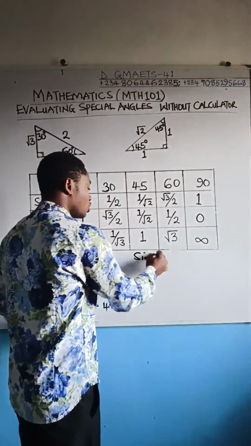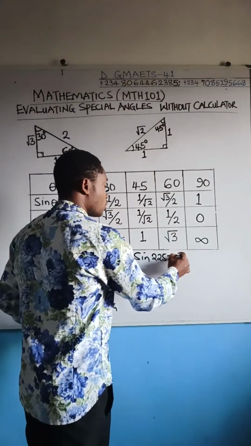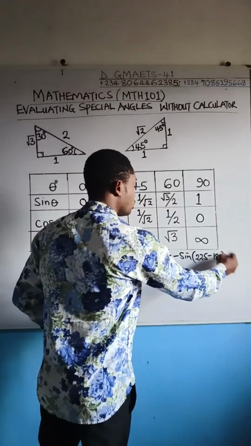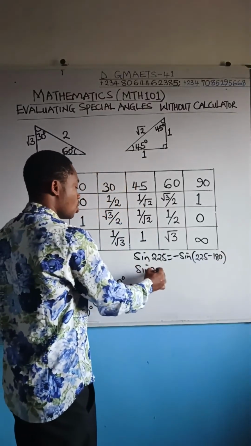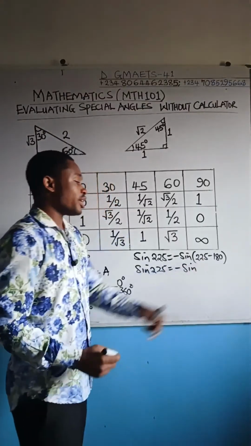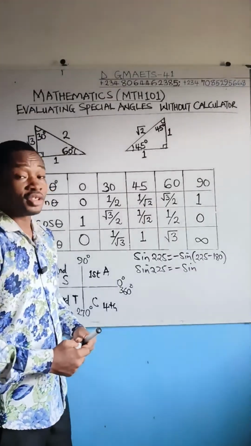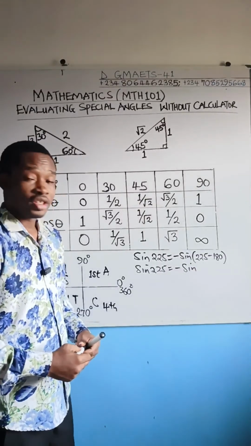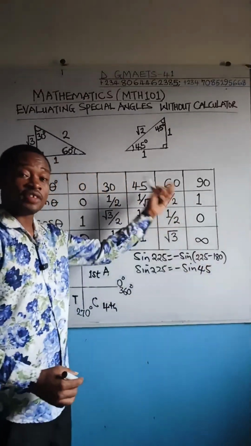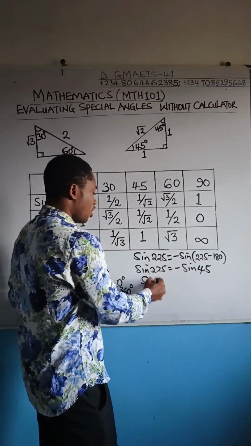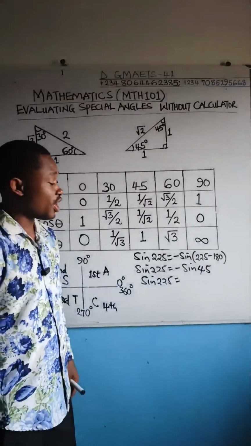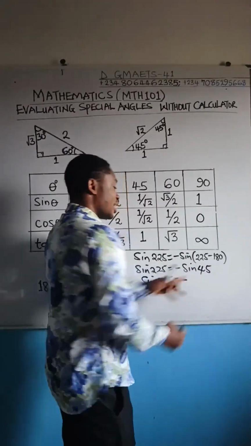Okay, we move on to sine 225. That's the next special angle. It's going to be minus sine, open bracket, 225 minus 180. So sine 225 will now be equivalent to minus sine 45, since 225 minus 180 gives us 45. That is minus sine 45 in the first quadrant, and we know the value of sine 45 degrees.